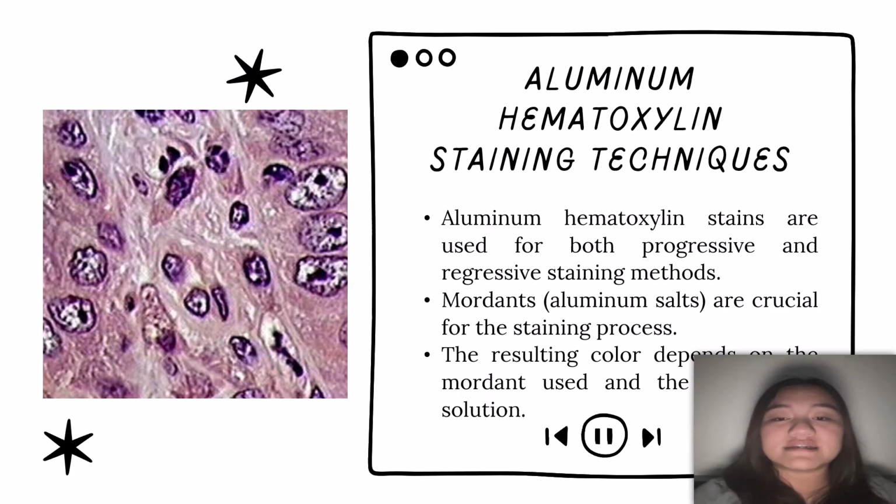Aluminum hematoxylin staining techniques are used for both progressive and regressive staining methods. It uses mordants like aluminum salts, which are crucial for the staining process. The resulting color depends on the mordant used and the pH of the solution.